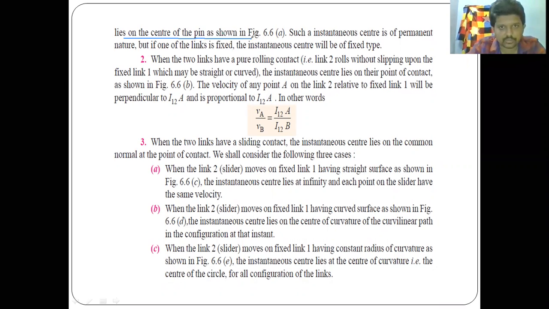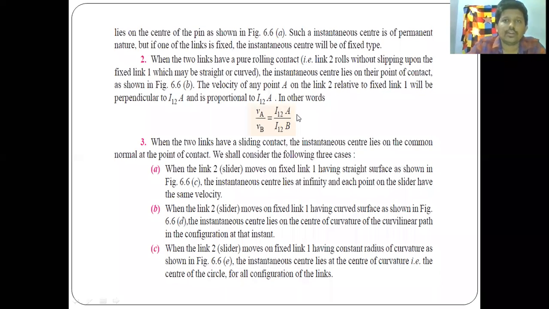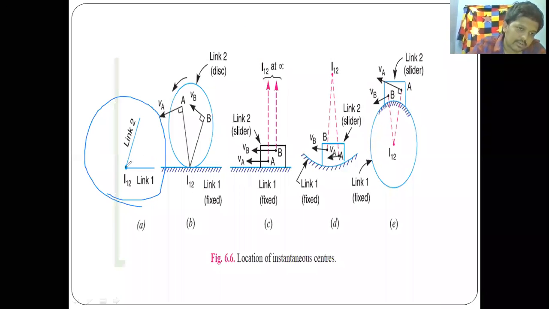I will show you a diagram. Right, if you see, here we have two links, link 1 and 2, they are fixed at a point, and now our instantaneous center is at the center. This is the first one. If you have two links which are fixed at a point, our instantaneous center is at the center of the pin. That is the first case we have.